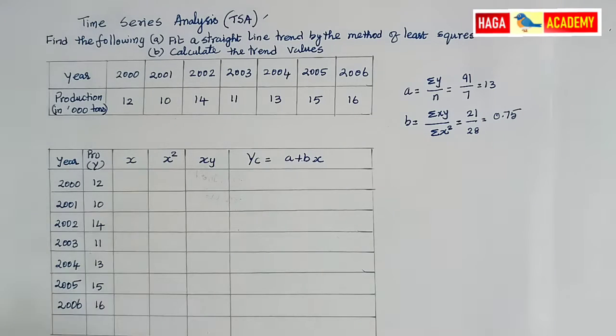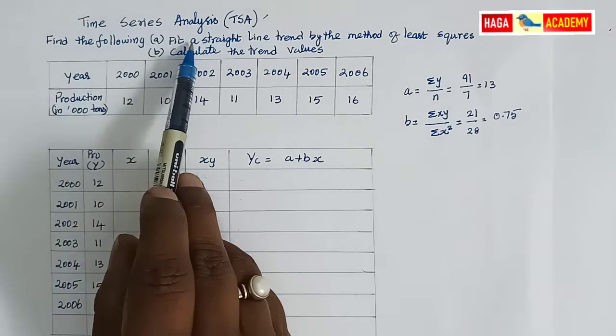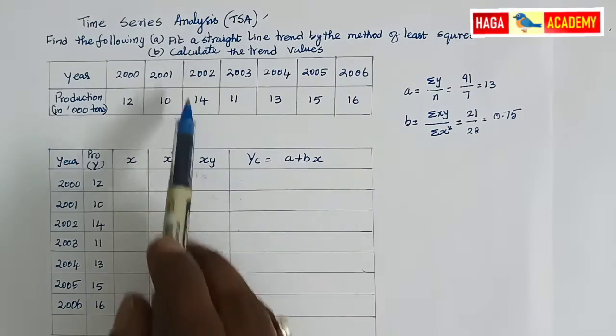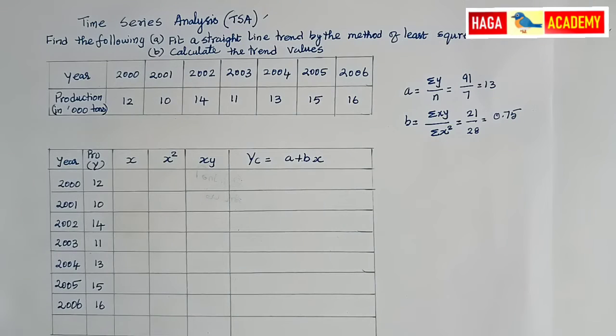Based on this, we are going to identify today one problem. Maybe they are going to raise it as a 5 mark or 10 mark question. So this is the problem. Find the following. Fit a straight line trend by the method of least squares. And second, calculate the trend value. Two questions are there, maximum 5 marks. Due to some reason, sometimes they also raise it as a 10 mark question.